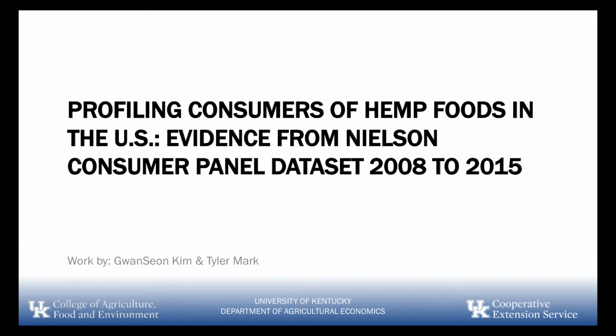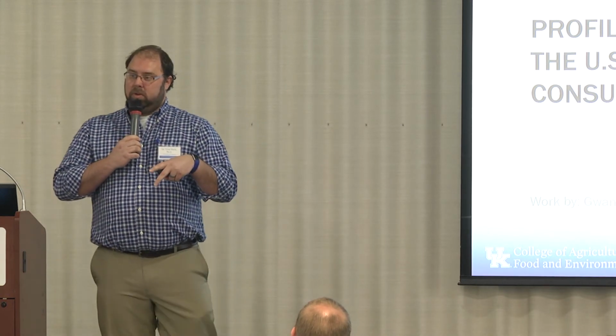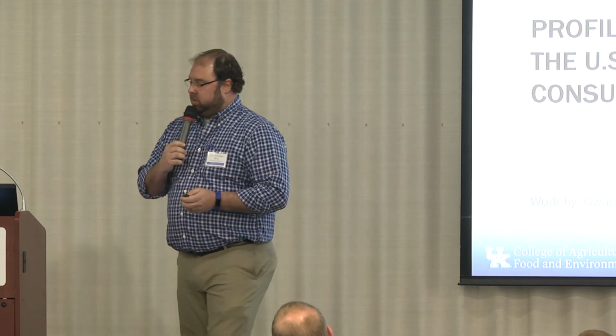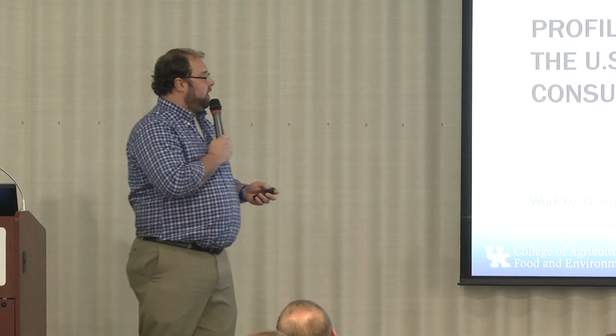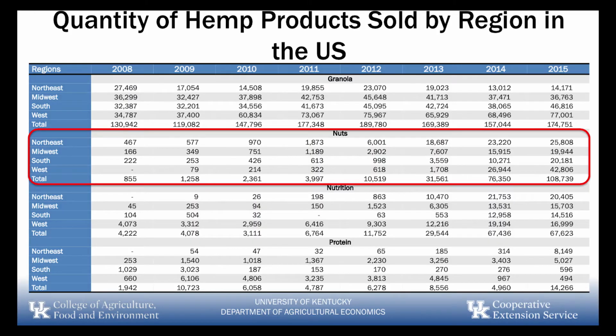And we've got it from 2008 to 2015, so we've got a lot of data pre-2014 Farm Bill and 1 year afterwards. The downside to this is this data set operates on a 2-year lag, so 2016 numbers will be coming in at some point later this year. So we'll be able to add those to it. So we'll at least have 2 years' worth of data after the 2014 Farm Bill. Okay? But a couple of things to notice. So the quantity of hemp products sold by region. We've got the country broken down into the Northeast, Midwest, the South, and the West.